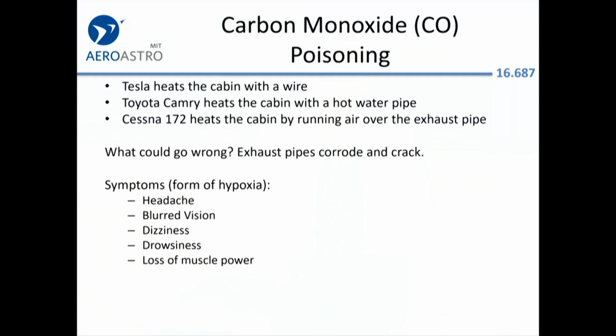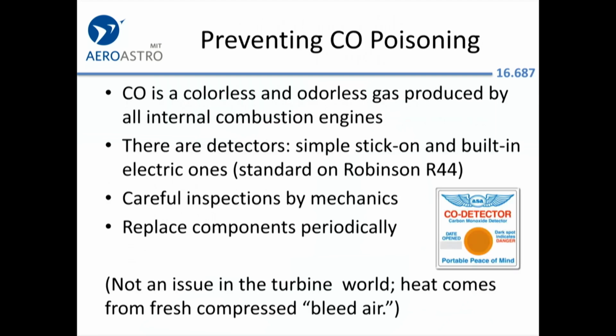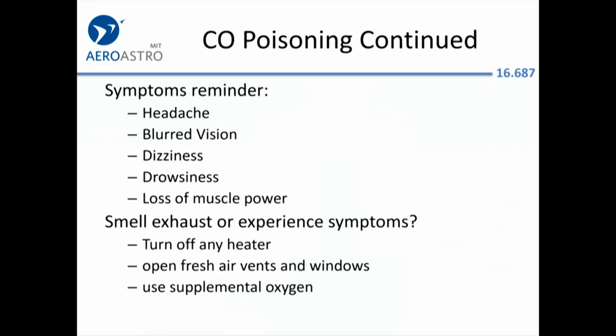Another issue is carbon monoxide poisoning. So this can actually happen in the aircraft that you fly, just based on where the heat comes in, and you get headache, drowsiness, a lot of issues there, blurred vision. The way to detect that is there's actually a CO detector, a carbon monoxide detector, inside the aircraft. And so when that middle part becomes very dark, then you'll know that there's an issue.